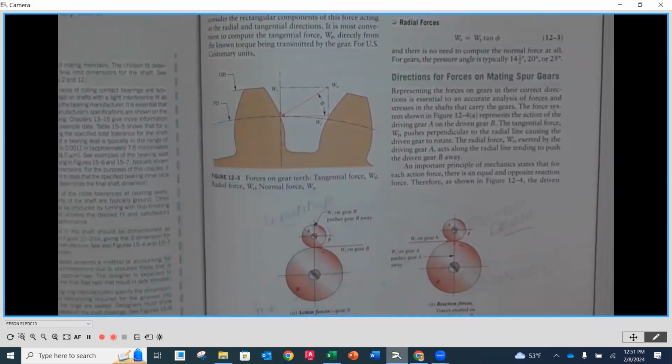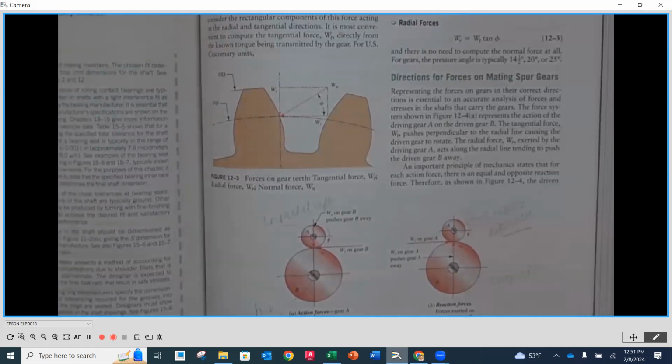Our radial force is always going to go from the point of contact and point back towards the center of rotation for the element that you're looking at. Because gear A is on our shaft, we've got to know in what orientation is its point of engagement. Once we know that, the other thing we need to know is the direction of rotation of the shaft.